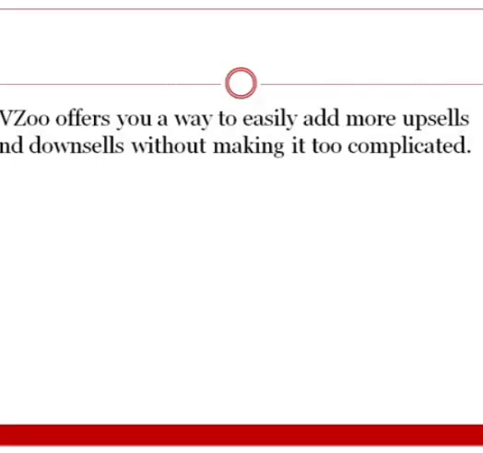Hello and welcome to video number 8. In this specific video, I'm going to talk about the jVZoo feature called Sales Funnels. jVZoo offers you a way to easily add more upsells and downsells without making it too complicated.